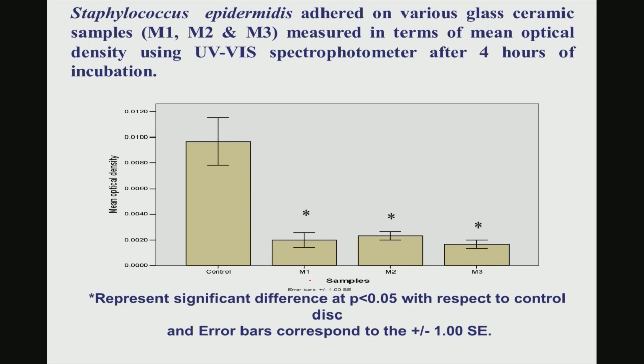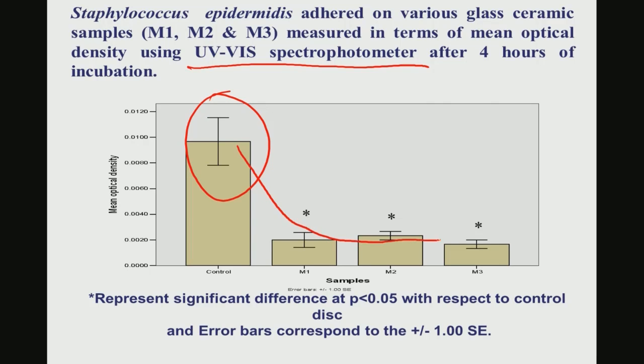This quantification is done using a UV visible spectrophotometer, and what you see here is the reading for the control. Compared to control, for M1, M2, M3 there is indeed a significant decrease in the optical density values. So, therefore, they show that S. aureus bacterial growth is inhibited to a large extent on these M1, M2, M3 glass ceramics. So, they not only have antibacterial property, but they can also be used as a good cell growth substrate to facilitate cell viability and cell survival on these materials.